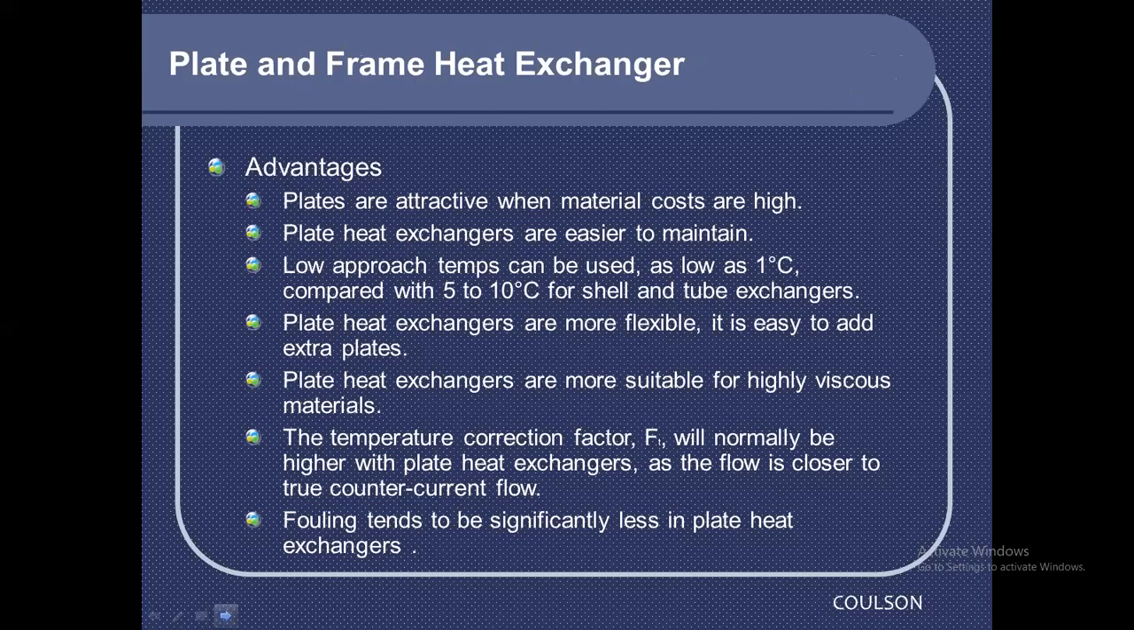Now, the advantage of the plate and frame heat exchanger is that its temperature correction factor is higher than that of the shell and tube heat exchanger. With a higher temperature correction factor, we expect that your delta T mean will be higher. If the delta T mean is higher, the amount of heat that is transferred is also high in the case of the plate and frame heat exchanger.